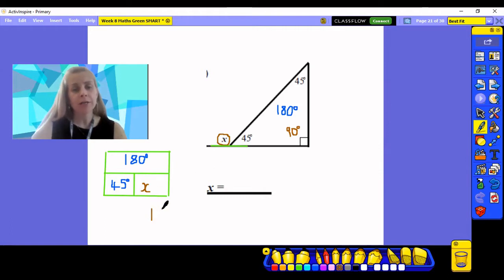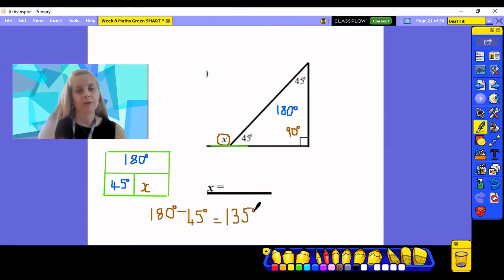If we do 180 degrees and subtract 45 degrees, we will find what we are left with in our calculations. We've got 180, take away 40, and then take away 5. We can see that we've got 135 degrees. So our missing obtuse angle here is 135 degrees.